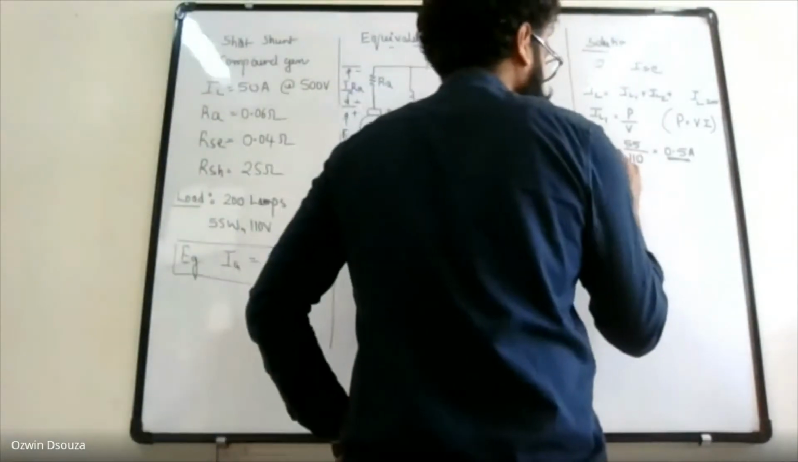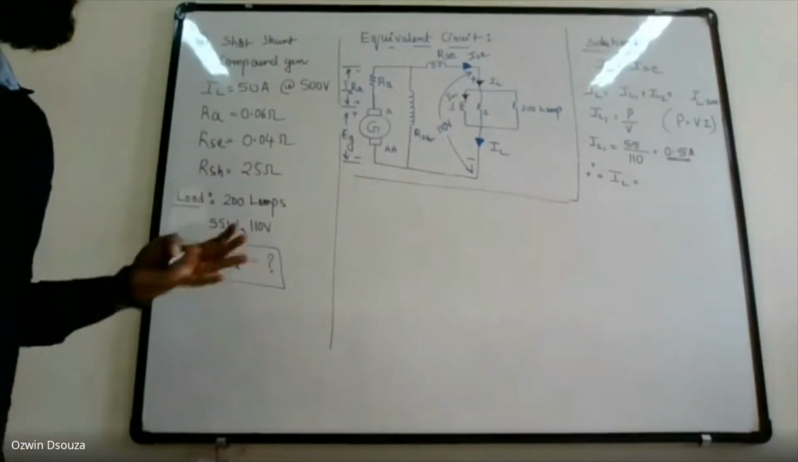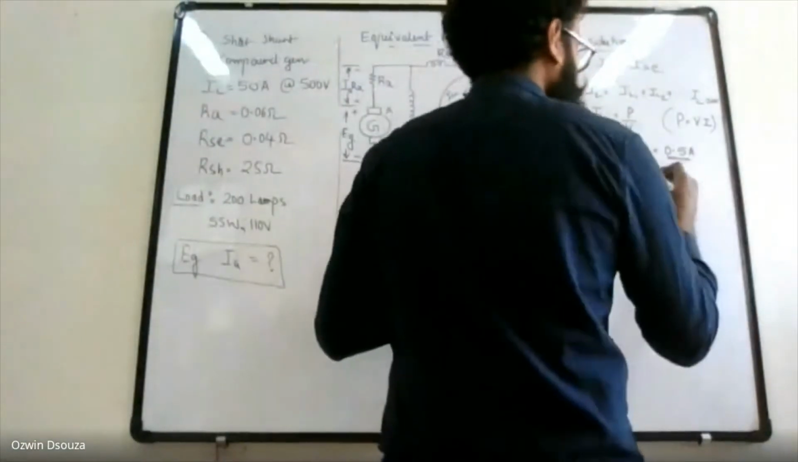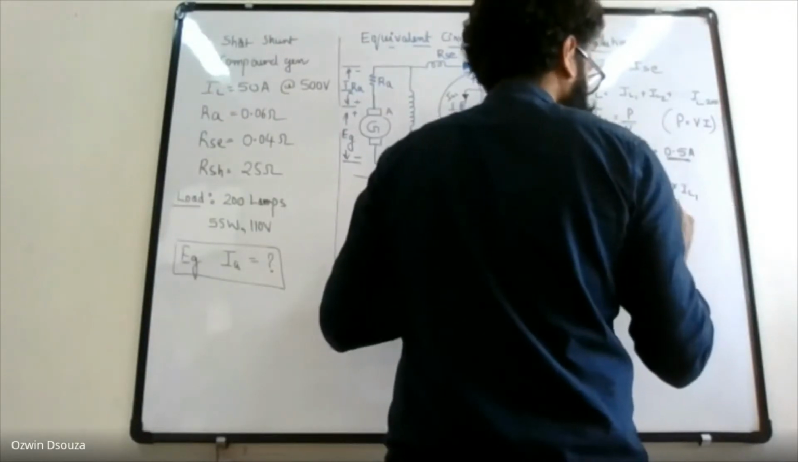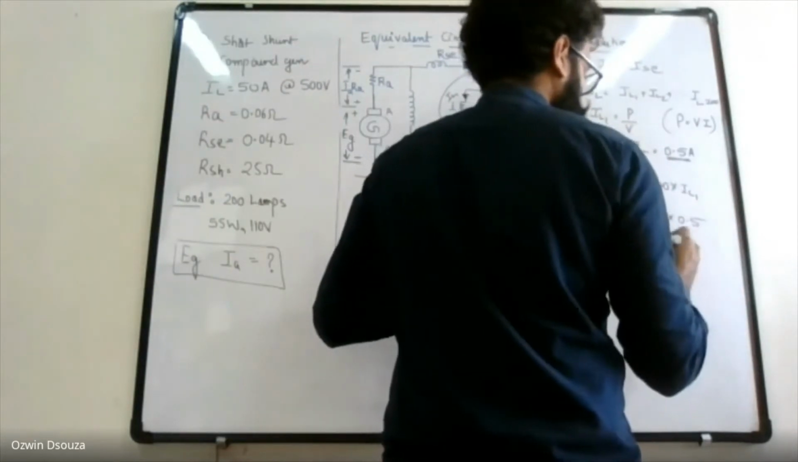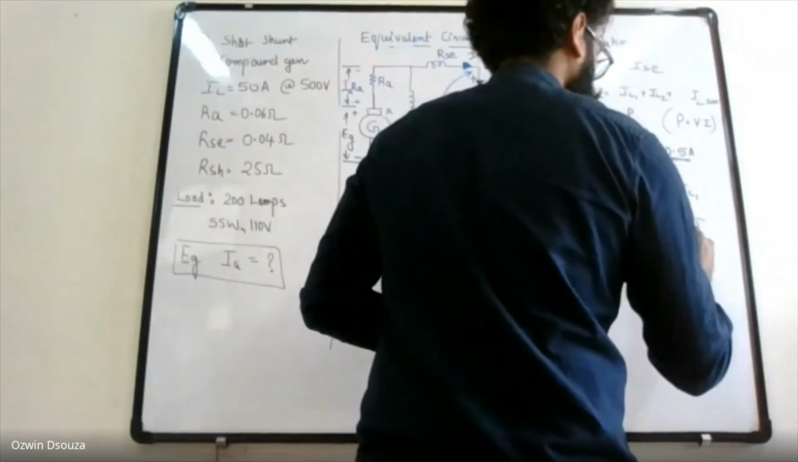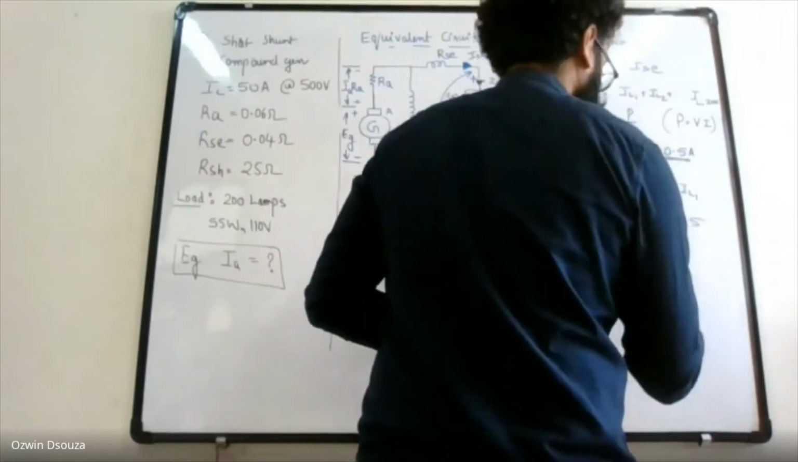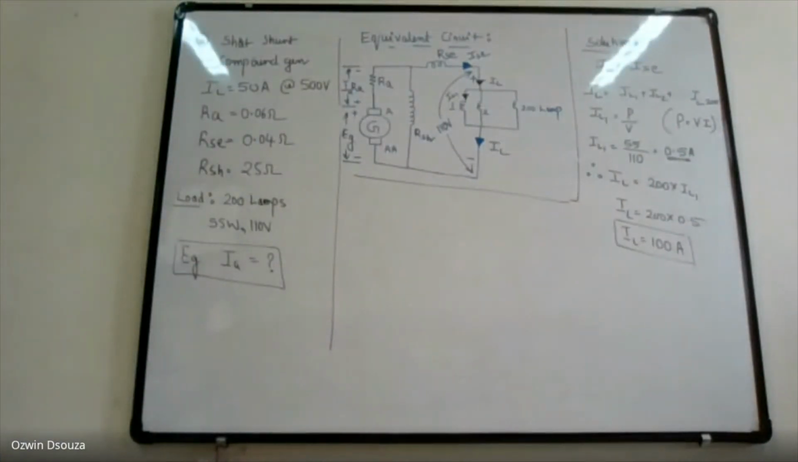Therefore, total load current IL is equal to, so one lamp draws 0.5 amperes. So 200 lamps draw how many amperes? Basically it's the addition, or you can say 200 into IL1. The total current is 200 into 0.5. So that is IL equal to 100 amperes. All right, so that's how you calculate IL.